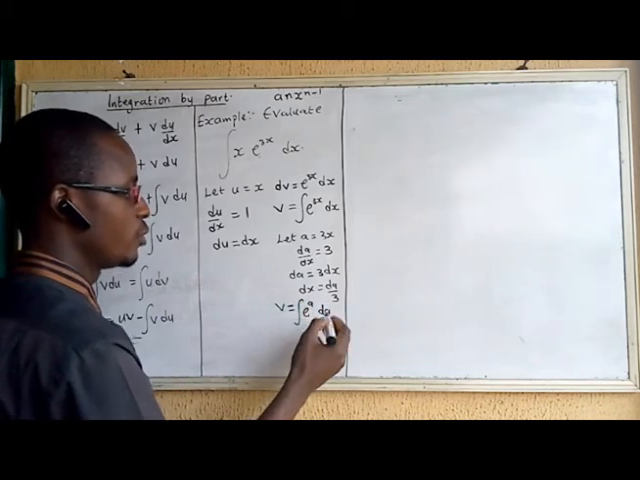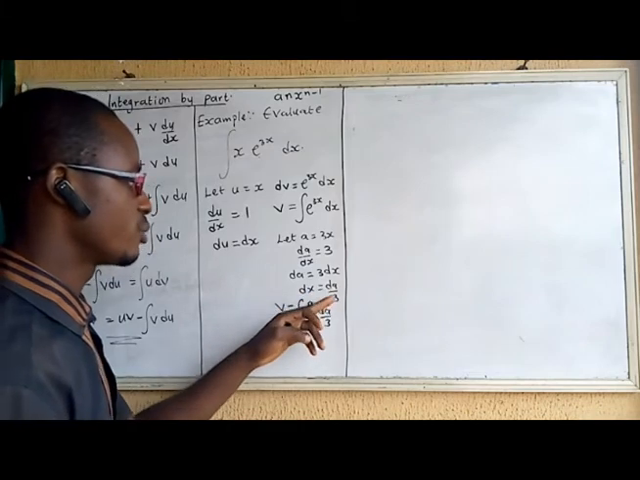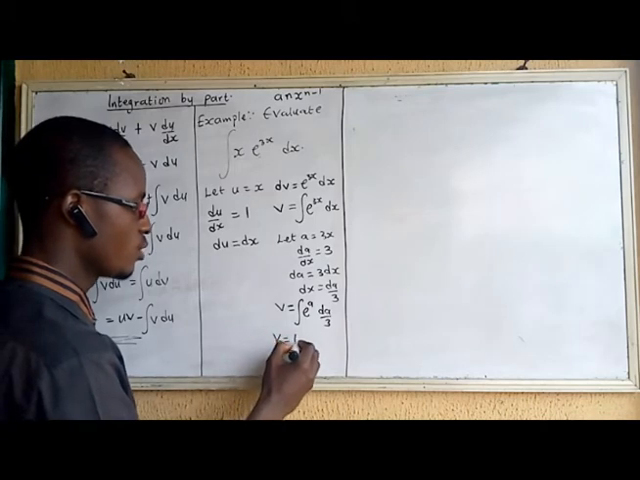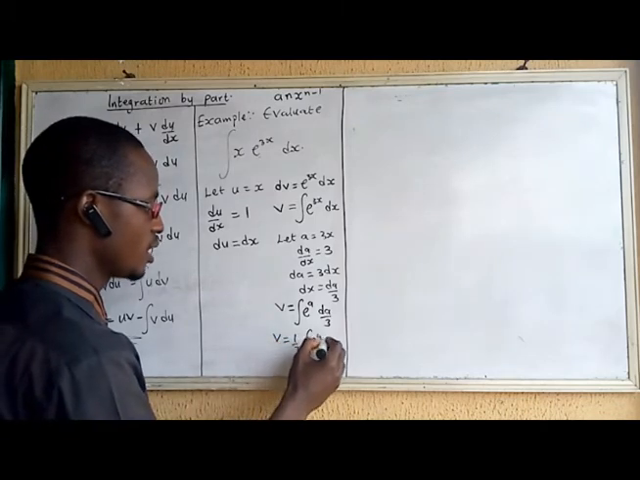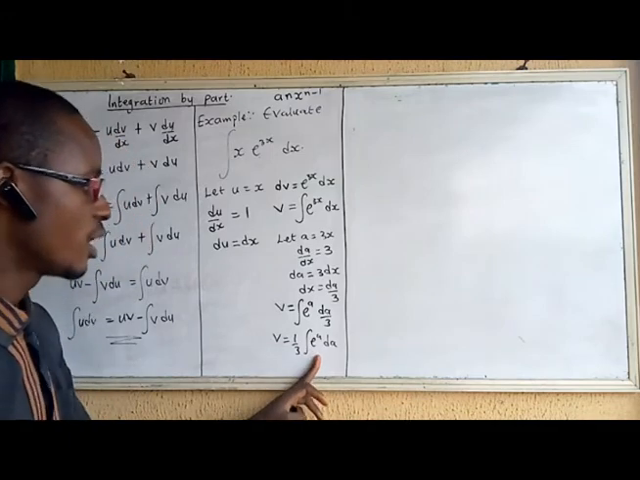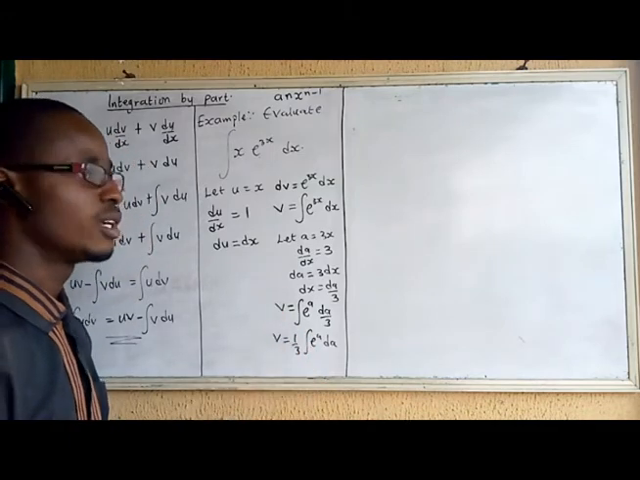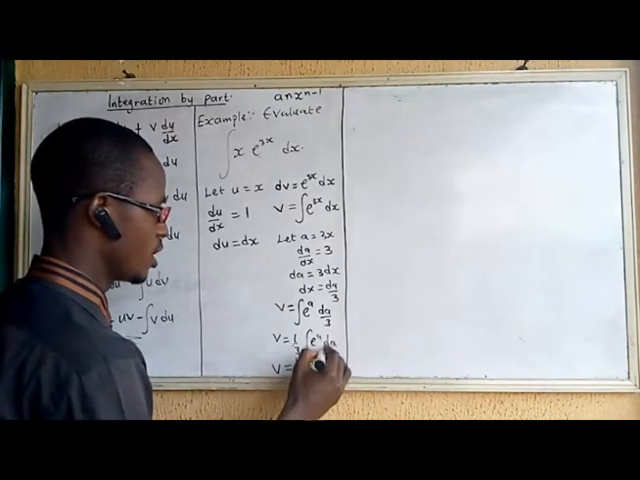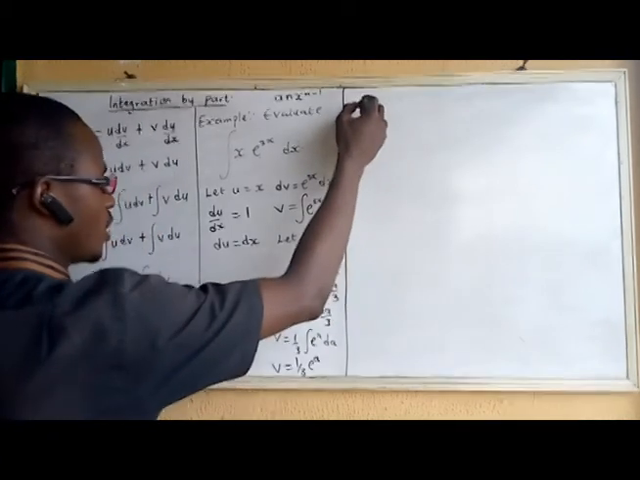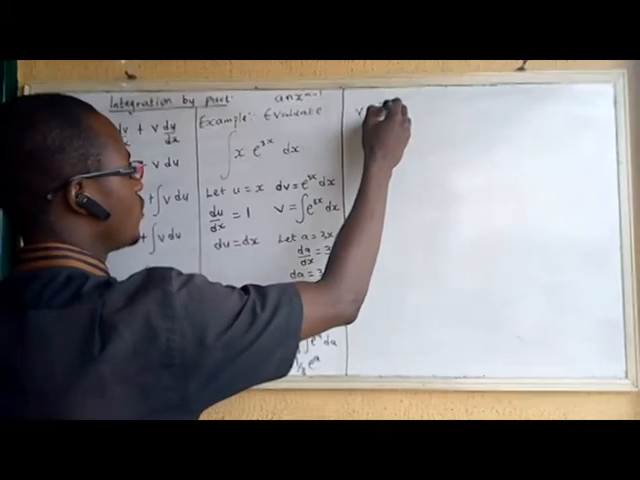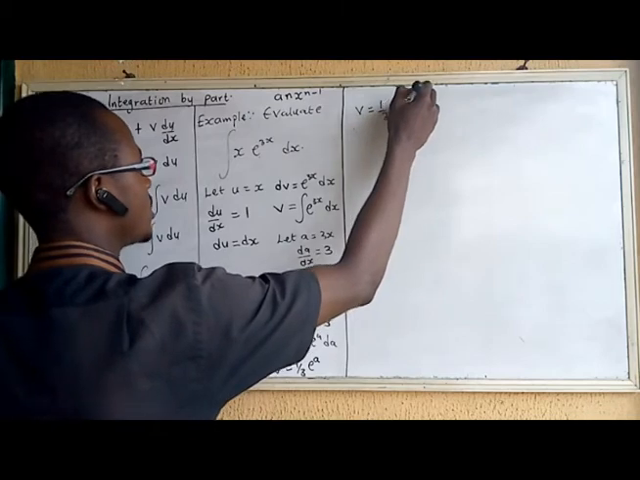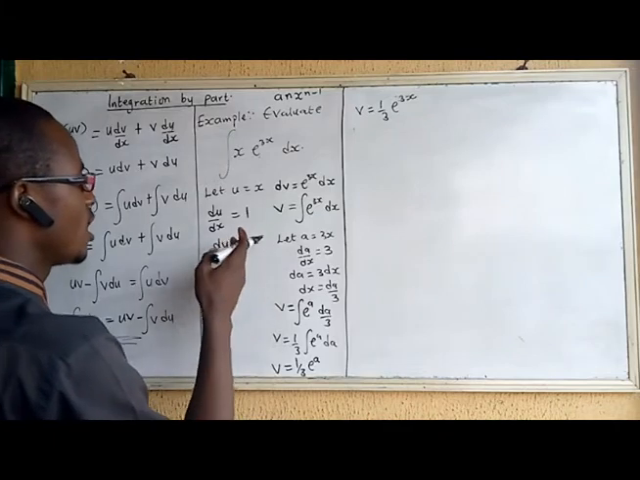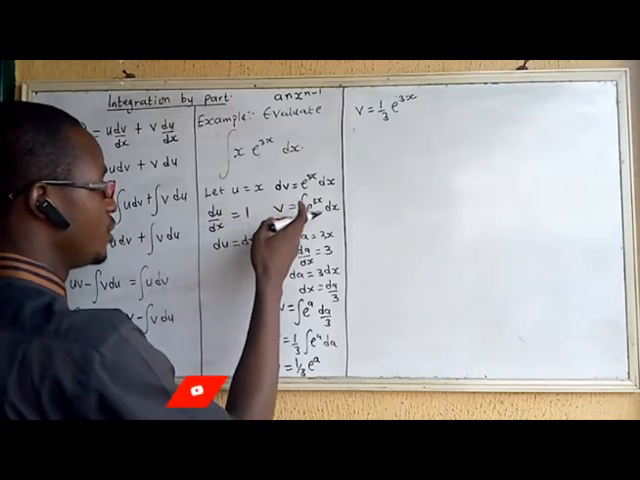So going to this, we have v equals the integral of e raised to power a, da over 3, which means that da over 3 has been substituted for dx in that expression. So v equals 1 over 3 times the integral of e raised to power a da. The integral of e raised to any variable is always the same. So we have v equals 1 over 3 e raised to power a. Continuing from here, v is going to be 1 over 3 e raised to power 3x, since a is 3x. Now we have gotten our du/dx and our v as well.